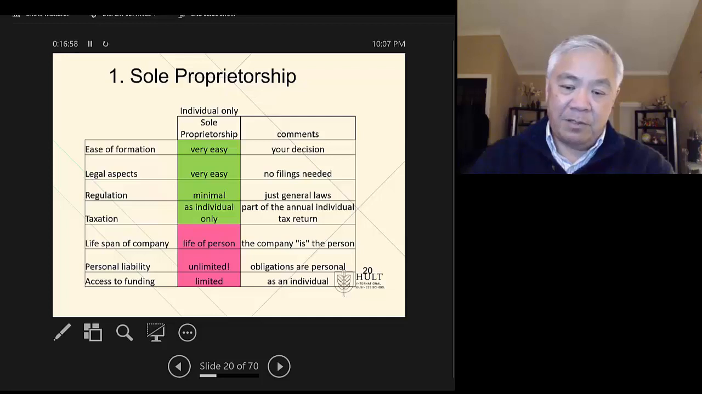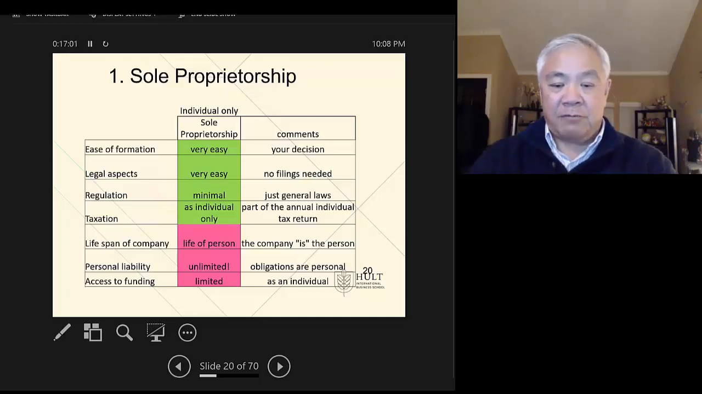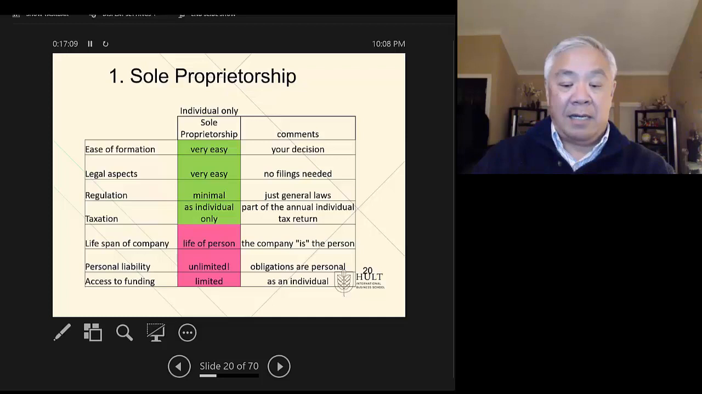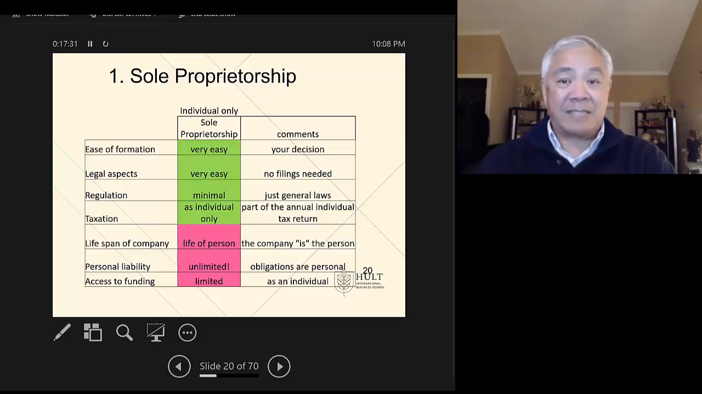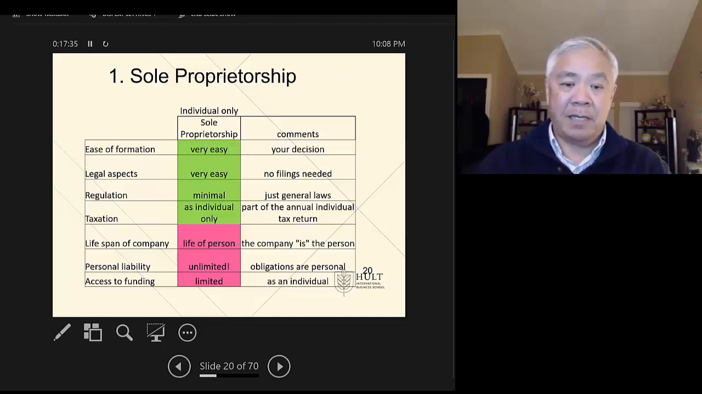So on the right side, we have some comments. It's your decision. It's easy. No filings are needed. Just general laws of good commercial behavior. Taxation is just your own individual tax return. And you are the company. And the obligations are personal. Even though you may have taken it out as ABC, ABC is you, so therefore it is a personal liability. And access to funding is just as if it's your money. If you could borrow money, your entity has money. And the converse is true. If you don't have access to money individually, forget about it for your sole proprietorship.